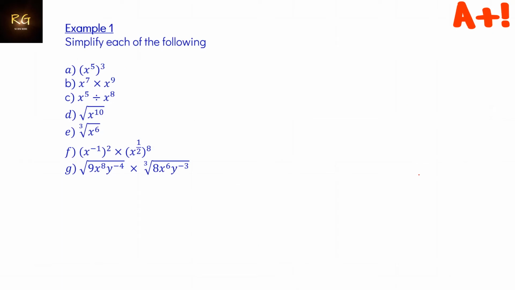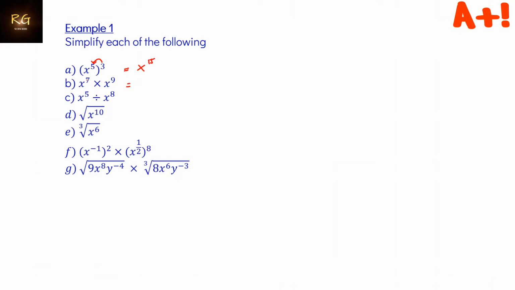Now let's try example 1. In example 1, they ask us to simplify each of the following. For question A, it is written as x to the power of 5, open and close bracket, to the power of 3. So according to rule 3, we can just multiply this 3 together with this 5. We can just expand the bracket. So it will become x to the power of 5 multiplied by 3. It becomes 15. Very simple, right?